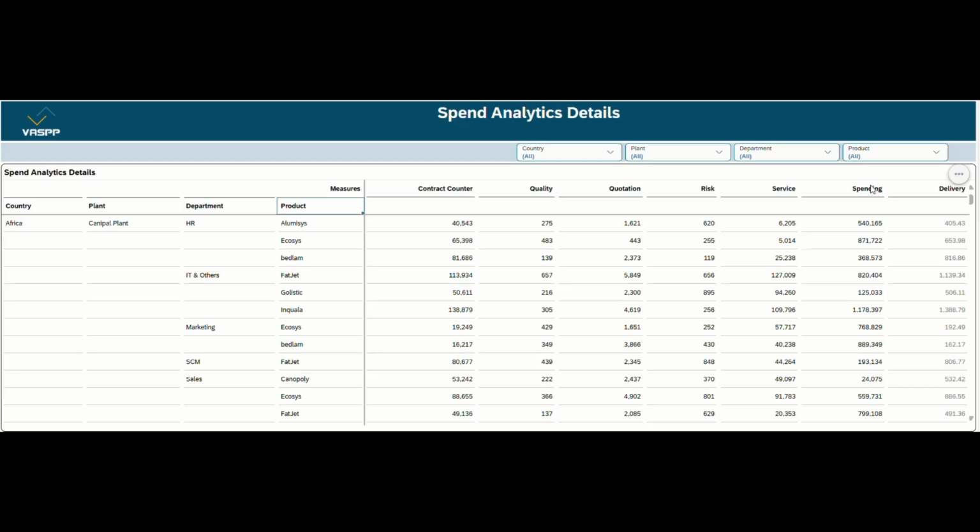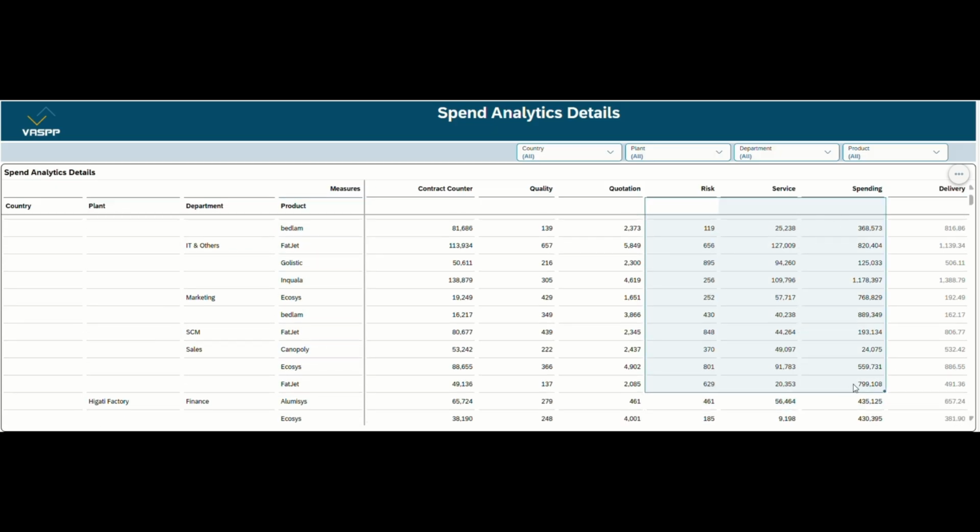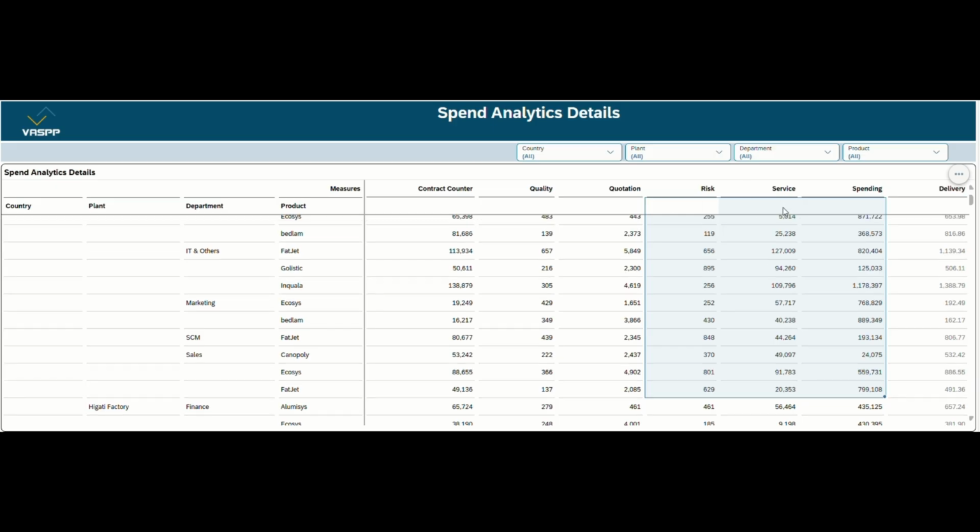First, strategic sourcing. With side-by-side views of spend, quality, and risk by product and department, procurement leaders can clearly see who their top suppliers are and who might be falling short. That makes it easier to negotiate better contracts and prioritize reliable partners.